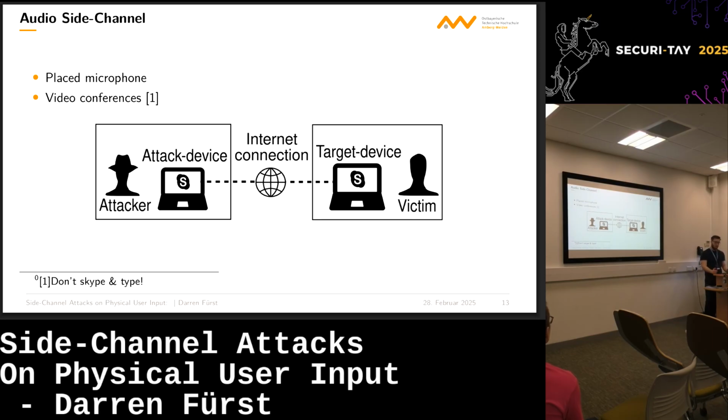Then for my actual attack, my audio side channel is either a placed microphone or the actual laptop microphone. So I had volunteers record themselves typing on a website. The website would show what they should type, record them typing, and then send it to my server. So I gathered the samples from there. All the microphones were actual laptop microphones.